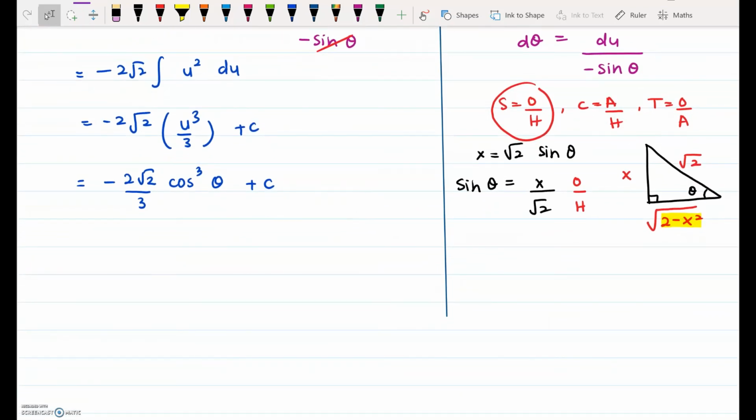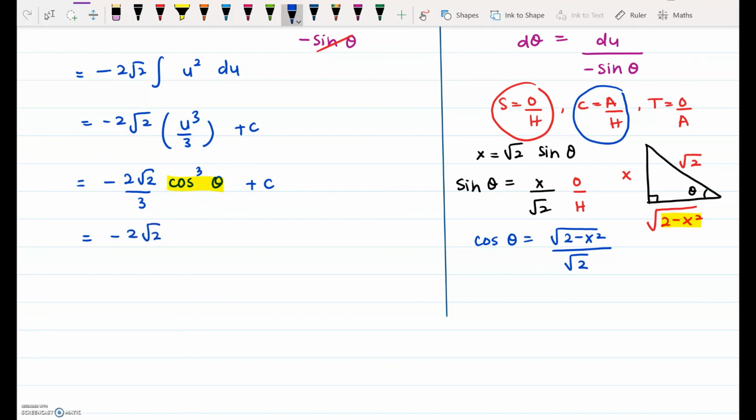Alright, continue. We want to find cos theta. From the triangle, cos theta is adjacent over hypotenuse. So where is your adjacent? It is square root of 2 minus x squared over your hypotenuse, which is square root of 2. Okay, so now let's substitute in your answer. You have negative square root of 2 over 3, and then your cos is square root of 2 minus x squared over square root of 2, to the power of 3, plus c.